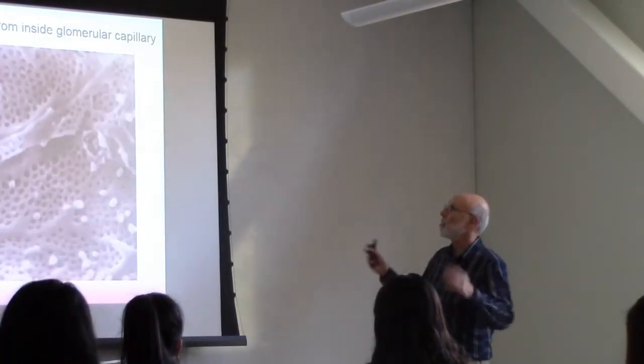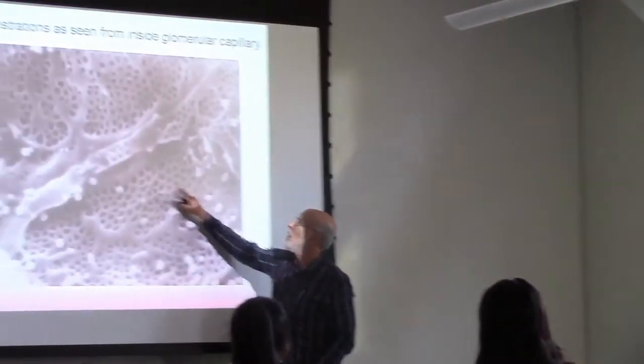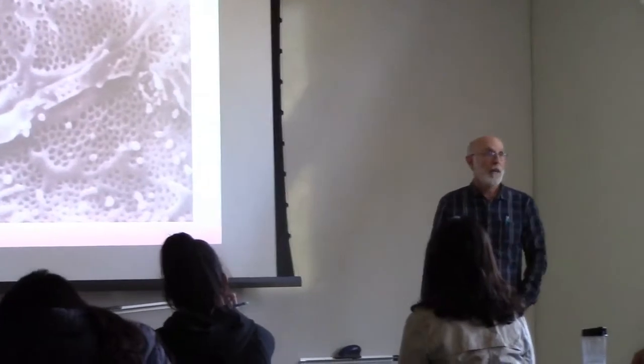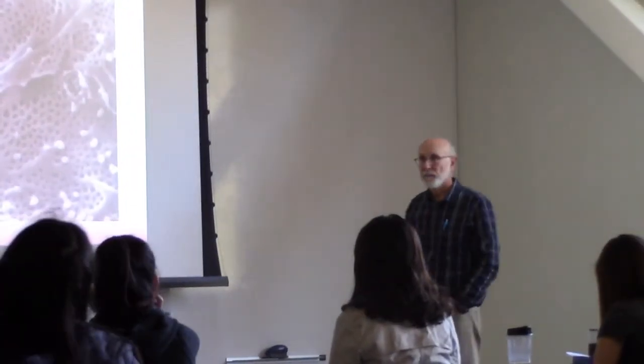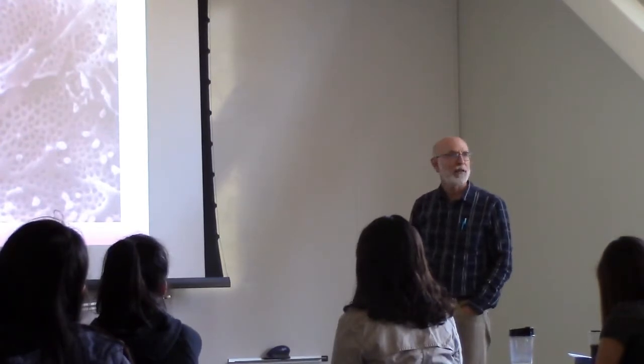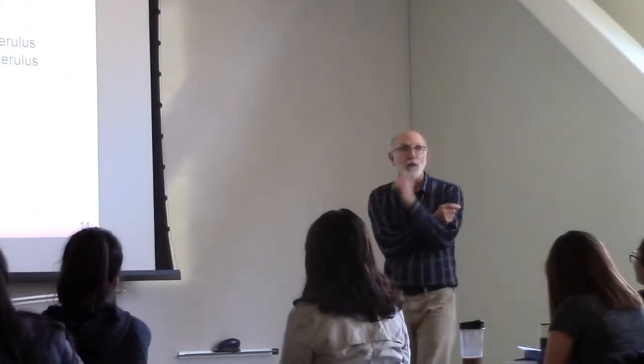Okay, here's a picture from inside a glomerular capillary. What do we call these little holes that are on the inside of the glomerular capillary? Fenestrae. One fenestra, two fenestrae. Okay, so let's do a quick quiz.